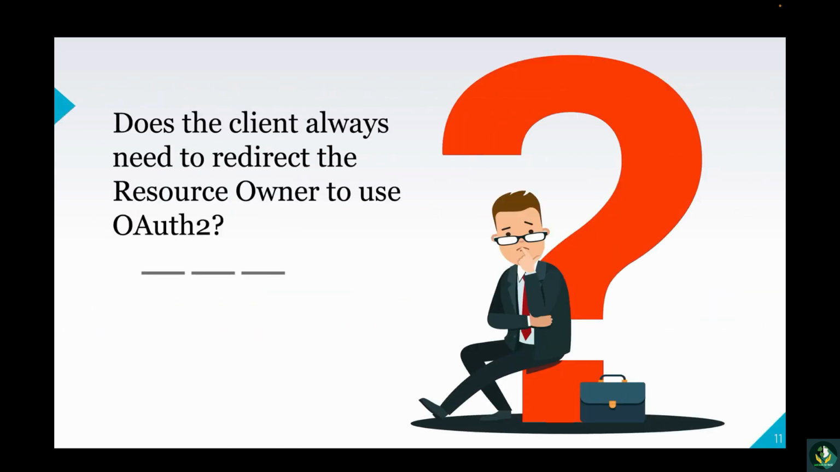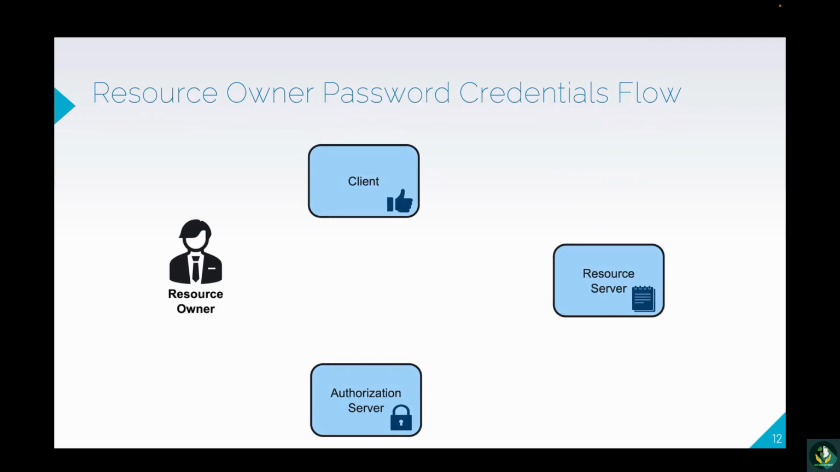In such scenarios, while it's not recommended, you might still want to use OAuth 2. So the question becomes, does the client always need to redirect the resource owner to use OAuth 2? This is where the resource owner password credentials flow comes into play. Let's explore how this flow works. First, as always, we begin with the OAuth 2 roles involved. This flow works with public and confidential clients, though it's highly recommended to be used only with confidential clients due to security concerns. In this flow, only the token endpoint is involved. There is no interaction with the authorization endpoint, as redirection is not part of the process.